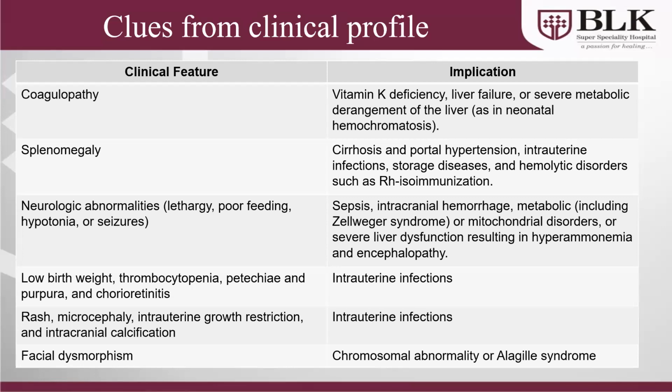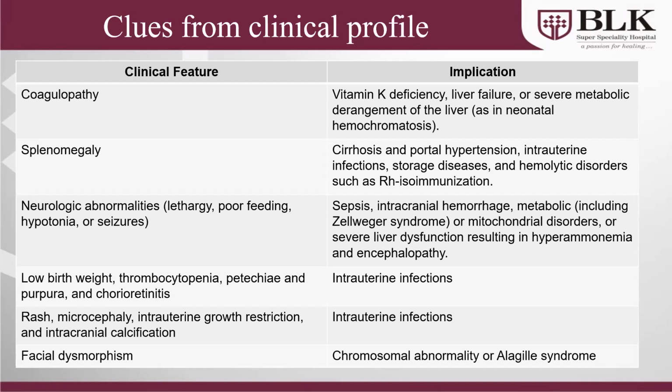sepsis, intracranial hemorrhage, metabolic, or mitochondrial disorders, or can be due to severe liver dysfunction leading to hepatic encephalopathy. If there is history of low birth weight, thrombocytopenia, petechiae, purpura, and chorioretinitis, always look for underlying intrauterine infections. If there is rash, microcephaly, intrauterine growth restriction, and intracranial calcification, again look for intrauterine infection.